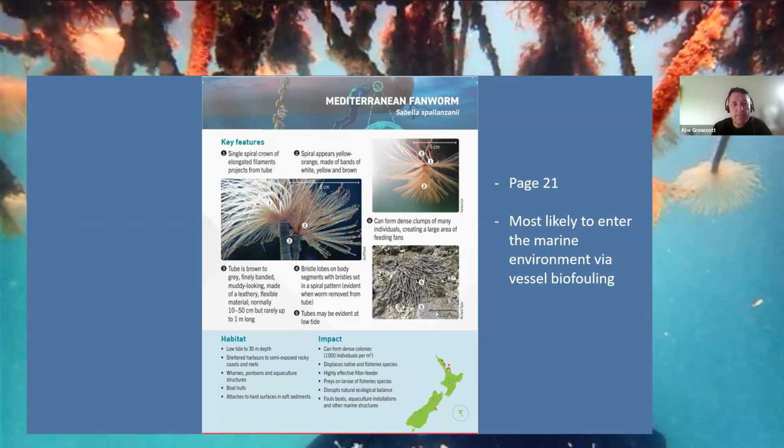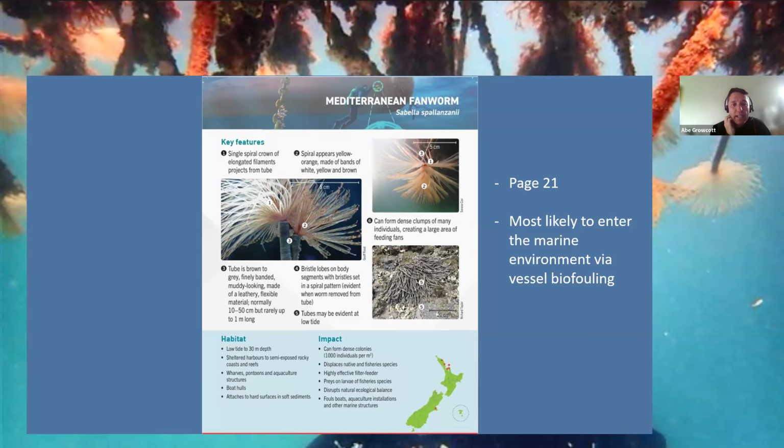Boats can get to high densities. So the key diagnostic feature here is it has a single crown that is used to catch larvae in the water column. So that's what that crown's used for. It's a single crown, spiral. It's got a spiral shape. A lot of native and other fanworm species have multiple crowns out of the same tube, whereas this one only has one.